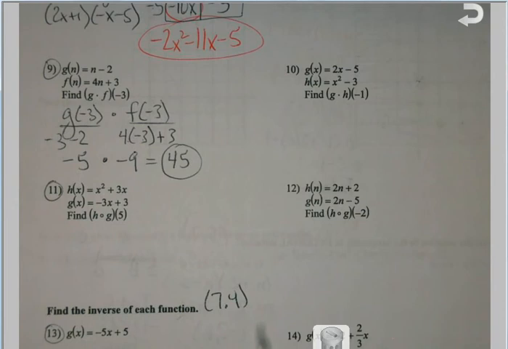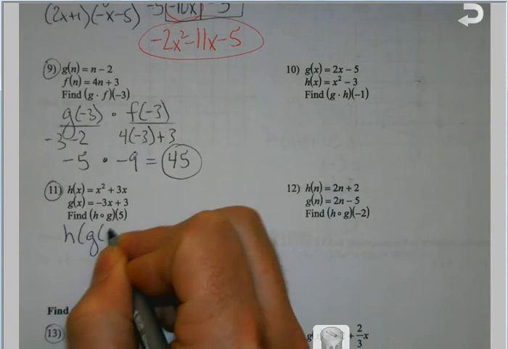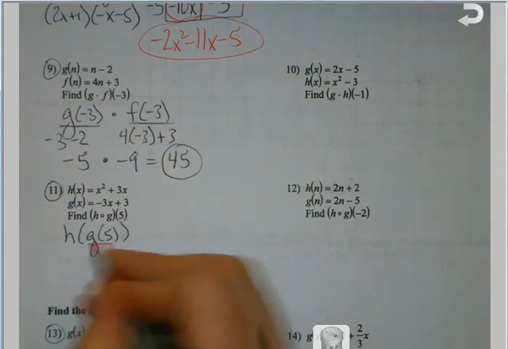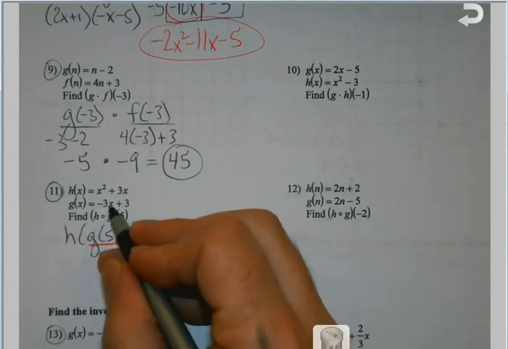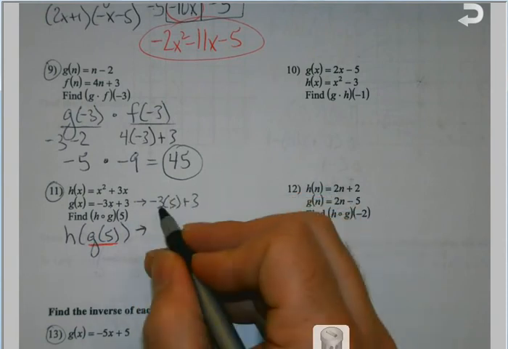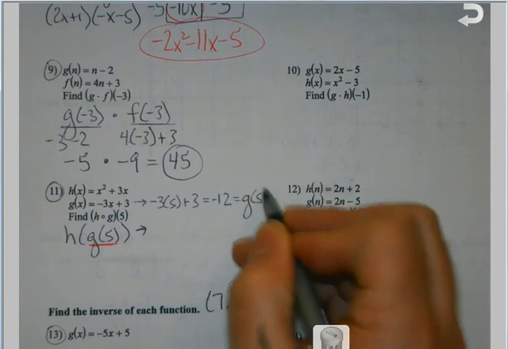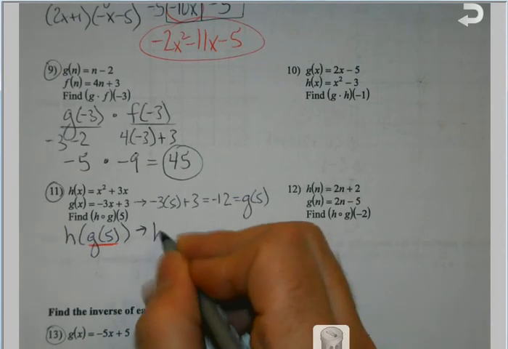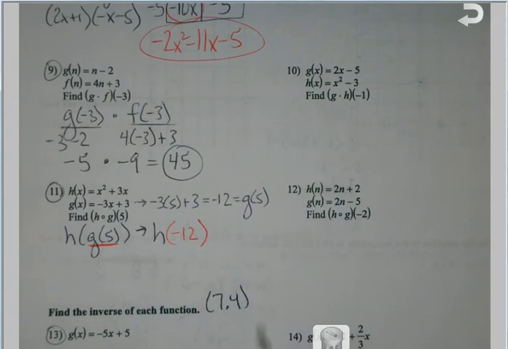Now this last one, a little more interesting. h of g of 5. Now that's not a multiplication, that's an open dot. So it means I'm going to do g of 5 first. So I'm going to take my 5 and plug it in here. So negative 3 times 5 plus 3. Negative 15 plus 3 is negative 12. So that's what g of 5 equals. I know now that g of 5 is negative 12, so that's what's in the parentheses now. So I have to do it in pieces. I kind of work my way backwards.